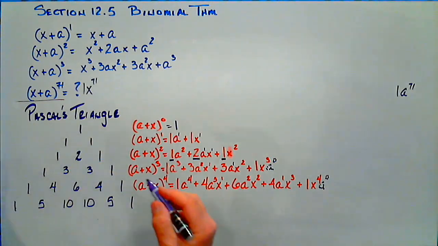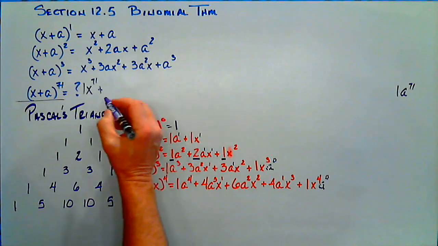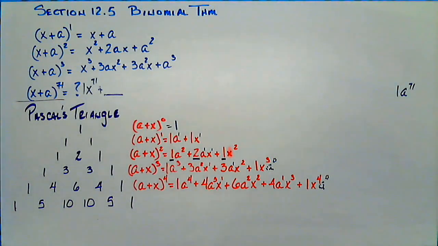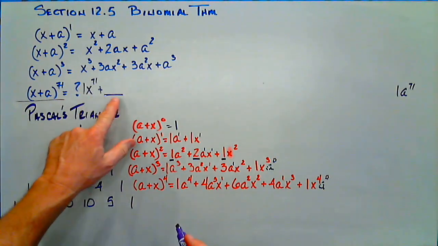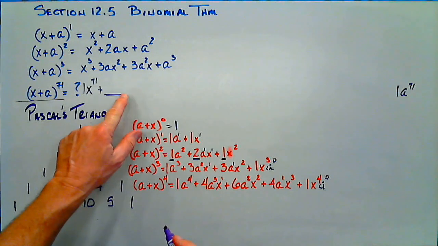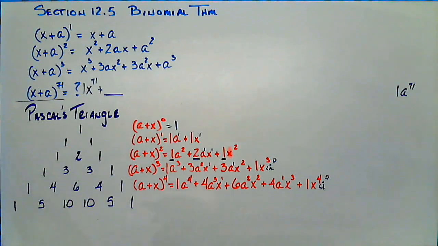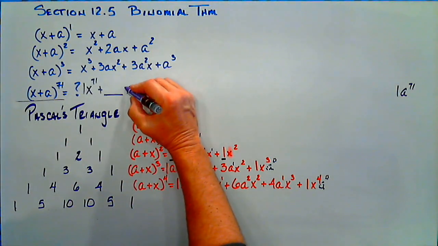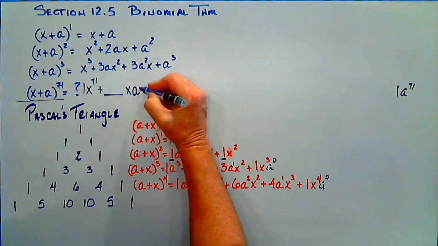But we don't know the coefficient of the next term. We have no idea what the coefficient of the next term is. Now, if you're thinking to yourself, but I know something about the next term, you're correct. You do know something about the next term. You know the power on x, and you know the power on a.